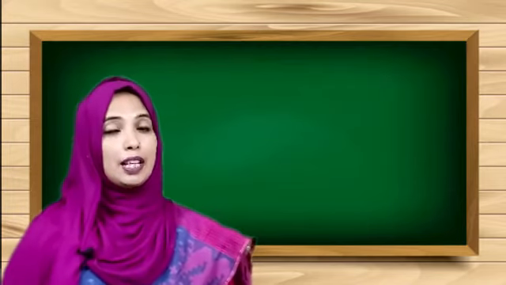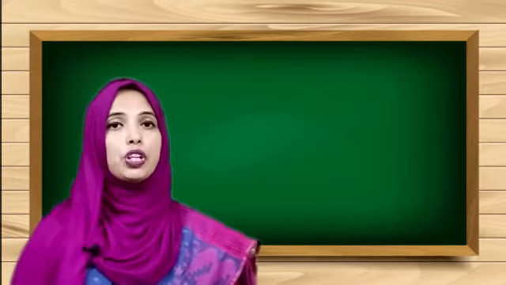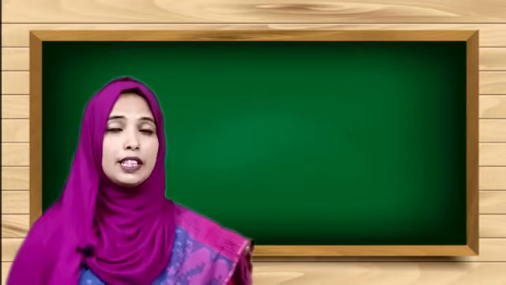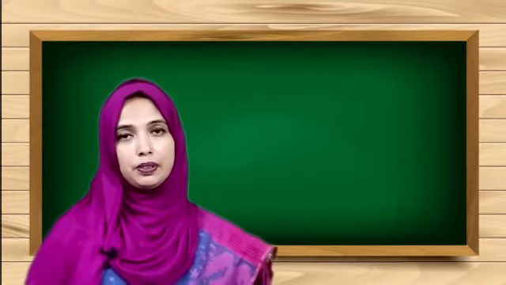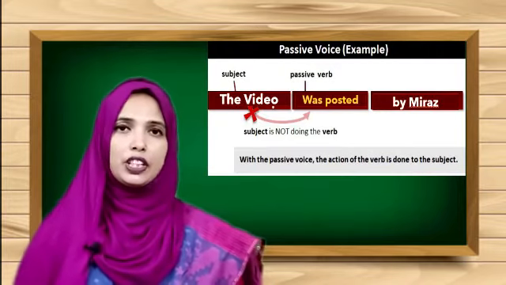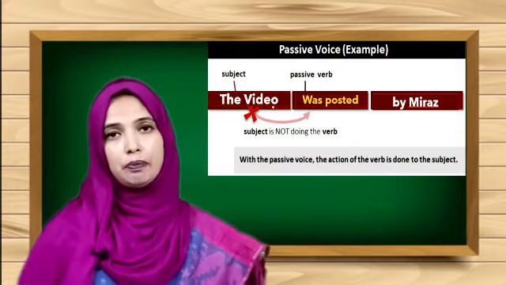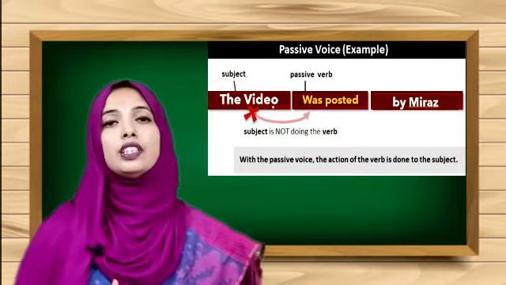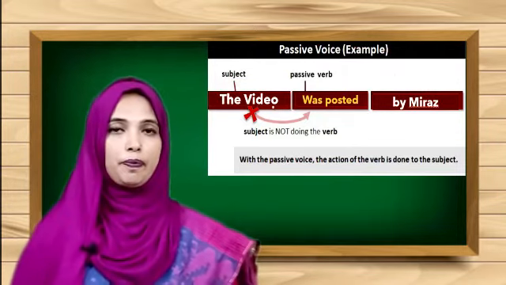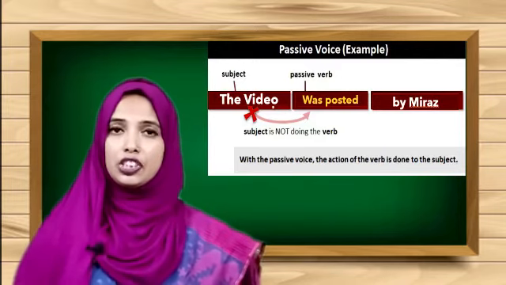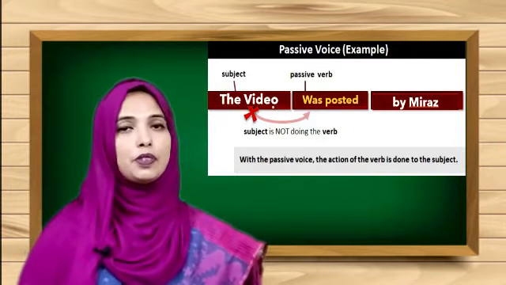Dear students, sometimes you get confused when you are going to change the verb into the correct form. Should it be changed into passive form or continuous? Yes, here I am giving you some tips. If the subject cannot do the function of the verb, or if there is no direct relation between subject and verb, the sentence will be changed into passive form. For example, the video was posted by Miraj. Dear students, look here. The action is not done by the subject.